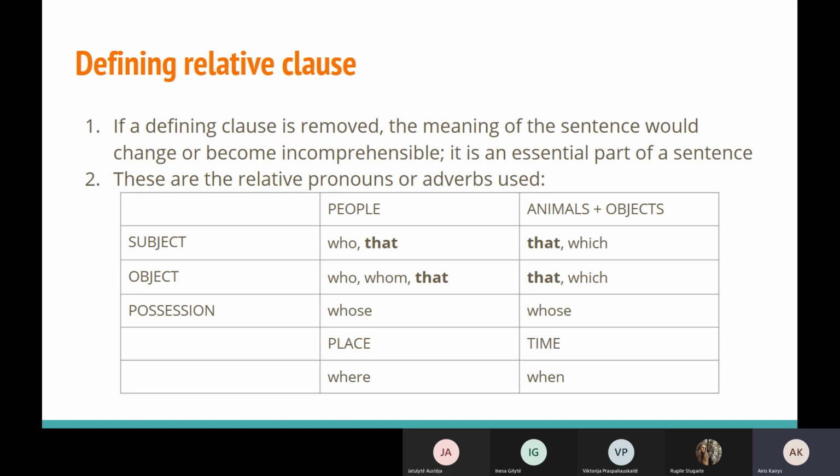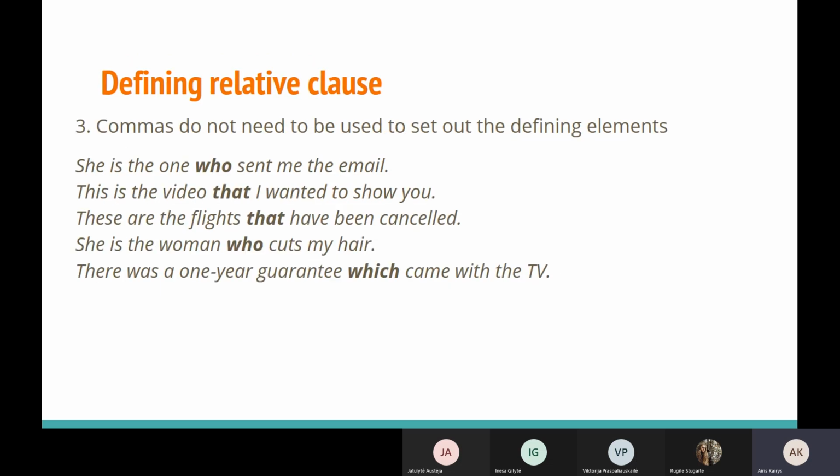And if we want to talk about and define something that we possess, we use whose for people, and animals and objects, whose as well. And there are also adverbs for place and time, so where and when. So I think that most of you already know how to use them, when to use them, and for what occasions, but it's just a simple reminder for that.